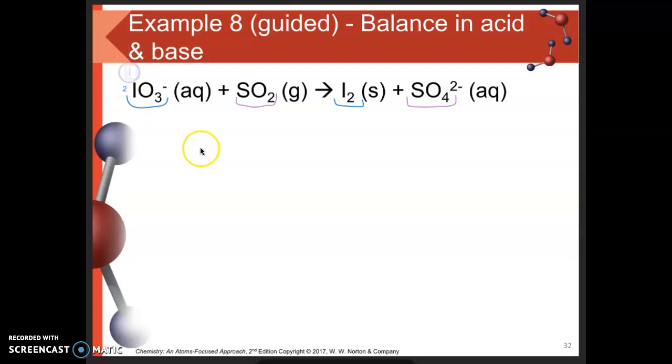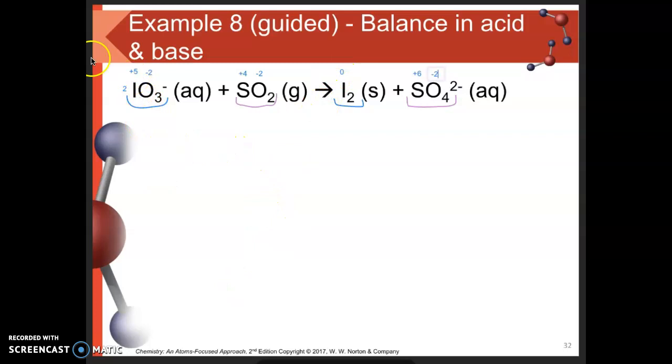For iodine in iodate, we're talking about a +5. For the oxygen here, it's still a -2. For the sulfur here, we're talking about a +4. And for the oxygen, once again, a -2. Iodine is an element here, so it's a 0 state. The sulfur is a +6 state. The oxygen is a -2 state.